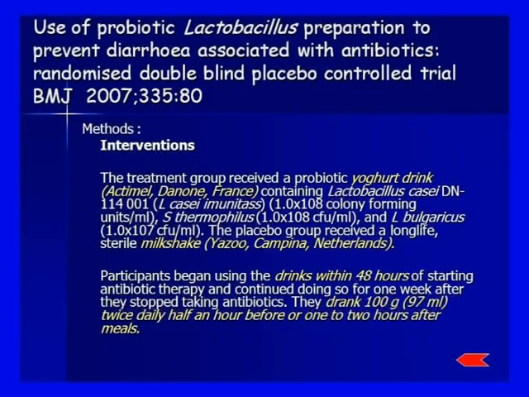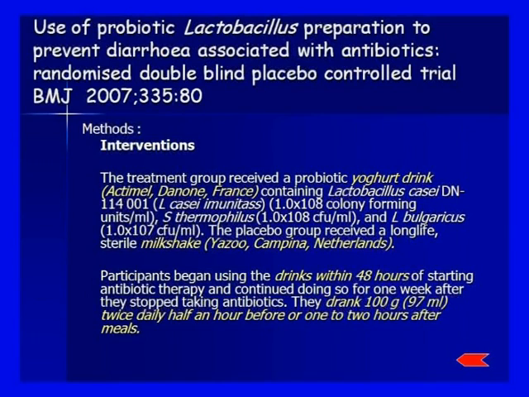Then identify precisely all drugs and chemicals used, including generic names, dose, and routes of administration. This comes under intervention. I already showed you. Anyway, once more I would like to show you. See, the treatment group received probiotic yogurt drink. This is the one they used for the study. And if you see Actimel, Danone, France, this is the source of the yogurt drink. This contains Lactobacillus casei. If you see, all the information is there. A placebo group received long life milkshake, Yazoo, Campina, Netherlands. So where it came from.